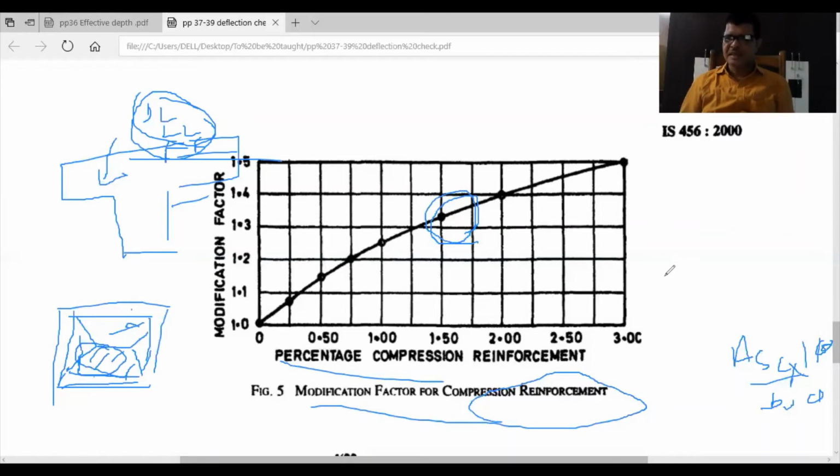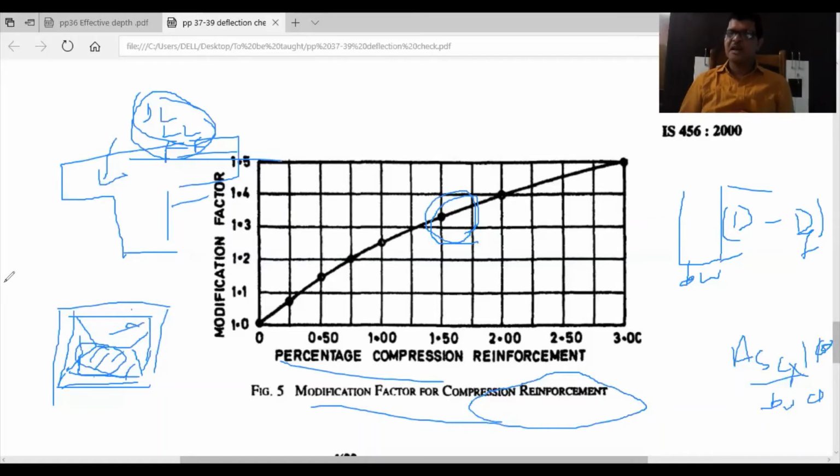Self weight of the web means bw. So self weight of web means this is bw, and this distance is D minus Df, total overall depth minus the thickness of flange. So multiply this with 25 will give you the kilonewton per meter self weight of the beam. Now this and this weight combined will give the total load that will act on the beam, and depending on that you will find the maximum bending moment depending on the support condition.